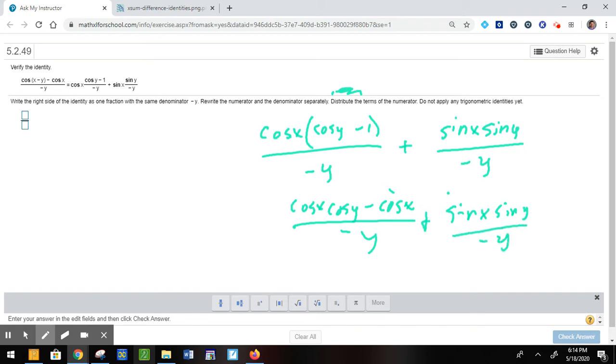Now you can add them together because they have a common denominator now. And I would order it with the cosine x cosine y, both the two factor terms. I would get them together. So you've got cosine x cosine y plus sine x sine y, and then minus that cosine x there. That's still there. All of that divided by opposite of y.